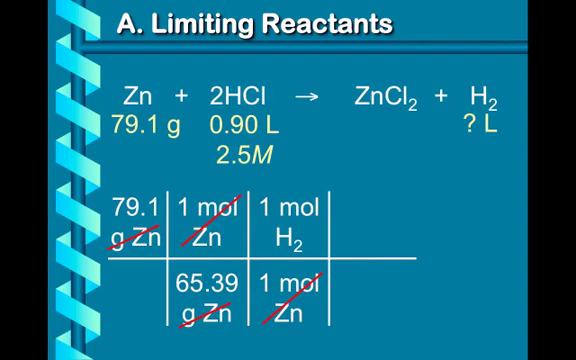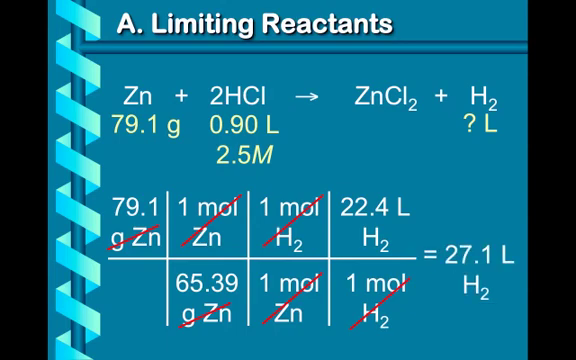Now, we have to remember how to go from moles to liters. At the beginning of this chapter, we talked about the molar volume being a definition. The molar volume is 22.4 liters of a gas per 1 mole of that gas. Moles of hydrogen cancels because it is divided out. Multiply the top boxes, divide by the bottom boxes. We have 3 significant figures, and we end up with 27.1 liters of hydrogen. So, from 79.1 grams of zinc, we can produce 27.1 liters of hydrogen.